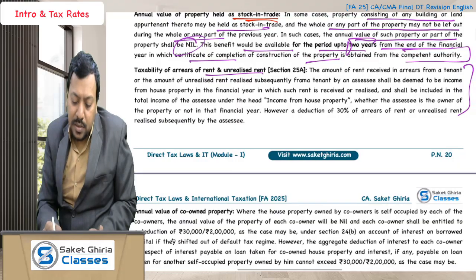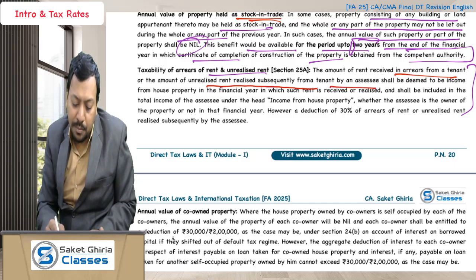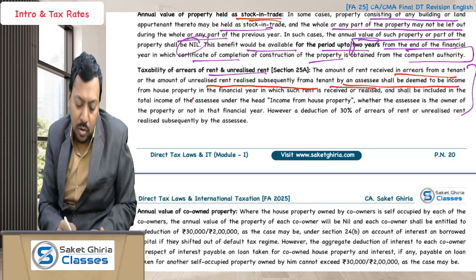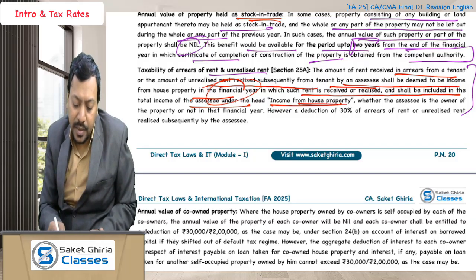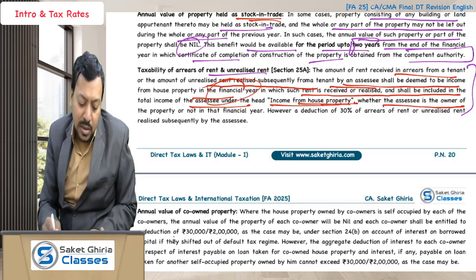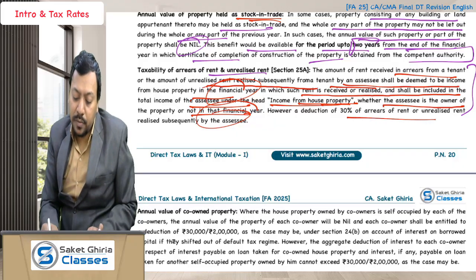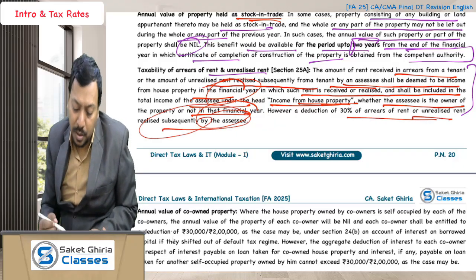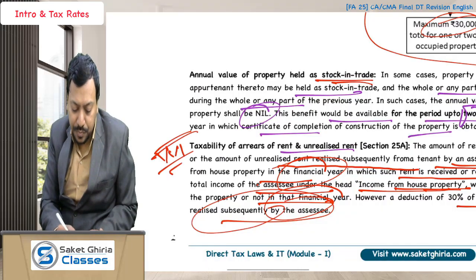The amount of rent received in arrears from a tenant, or the amount of unrealized rent realized subsequently from a tenant by an assessee, shall be deemed to be the income of the house property in the financial year in which such rent is received or realized, and shall be included in the total income of the assessee under that house property, whether the assessee is the owner of the property or not in that financial year. However, a deduction of 30% of arrears of rent will be provided. Okay, so this point is important from the MCQ point of view.